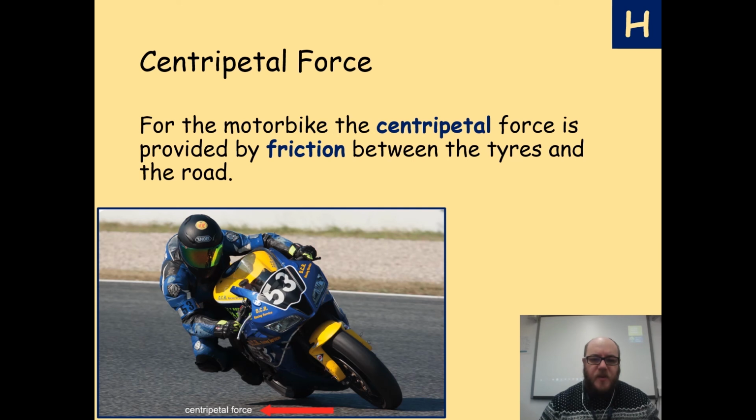In this example, this motorcyclist is going around a bend. And so he's going to be exhibiting circular motion, or part of a circle. And what's causing that to happen? Well, the friction between the floor and his tyres, that's causing the centripetal force.